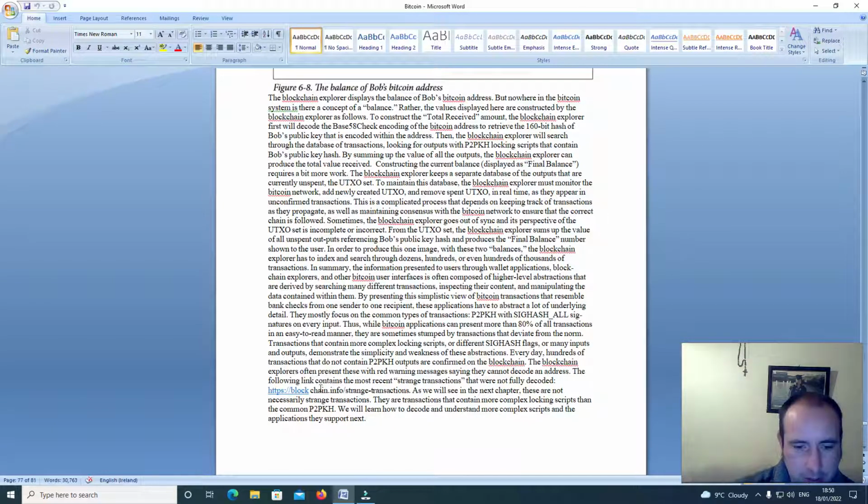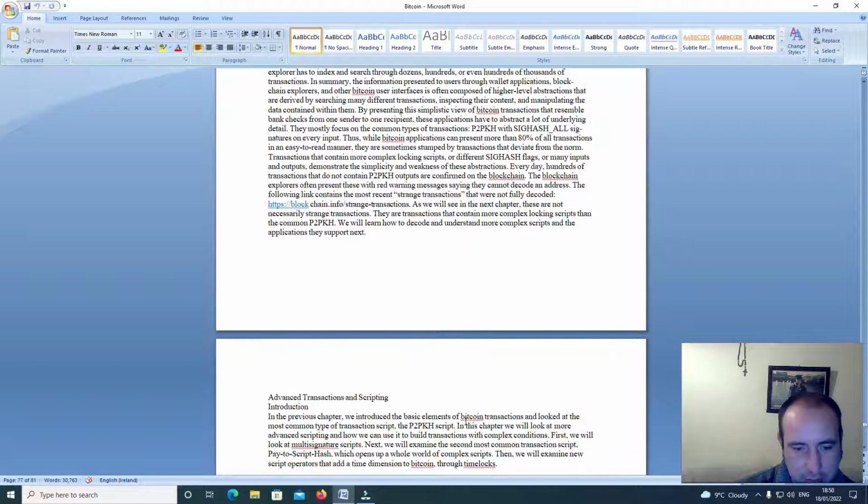The following link contains the most recent strange transactions that were not fully decoded: https blockchain.info strange transactions. As we will see in the next chapter, these are not necessarily strange transactions. They are transactions that contain more complex locking scripts than the common P2PKH. We will learn how to decode and understand more complex scripts and the applications they support next.